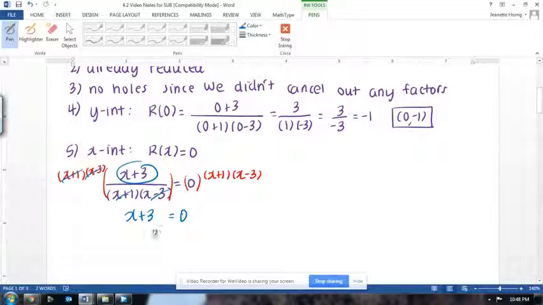So now I'll just solve this equation for x. I get x equals negative 3. Again, for my own ease, that means negative 3 comma 0 is an x-intercept. I only have 1 in this case, and that is the 1.